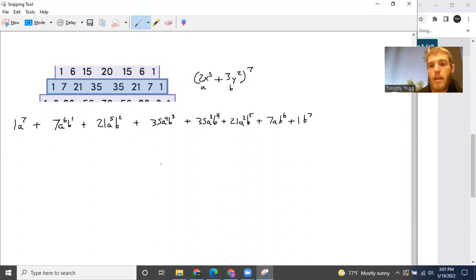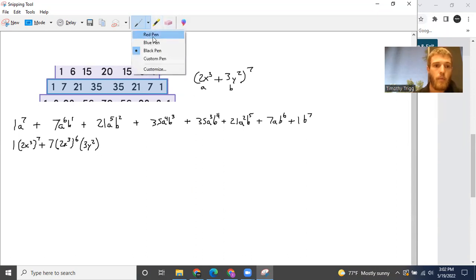Now, what's our a in this case? Our a is 2x to the power of 3. So this is going to be 1 times 2x to the power of 3, to the power of 7. Because my a is 2x to the power of 3, and this says a to the power of 7. Plus 7, and then we have a to the 6th. So that's 2x to the 3rd to the power of 6, times b. b is 3y squared.